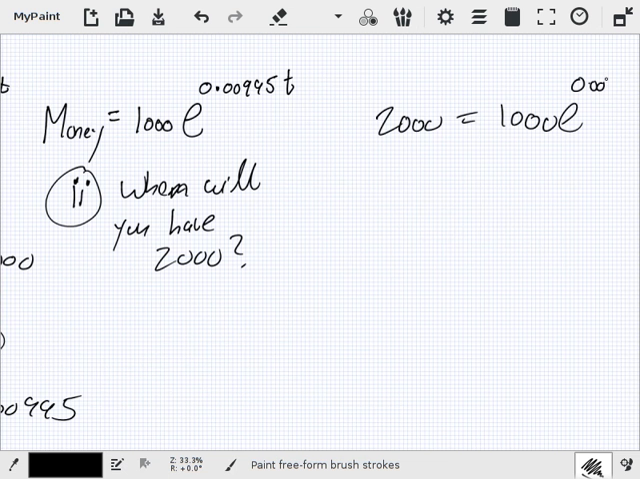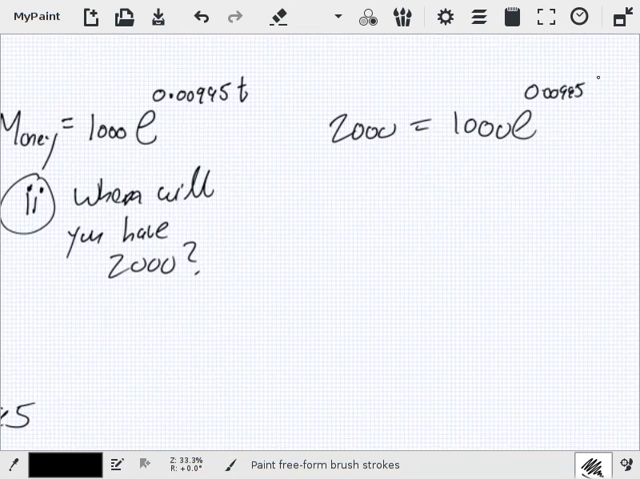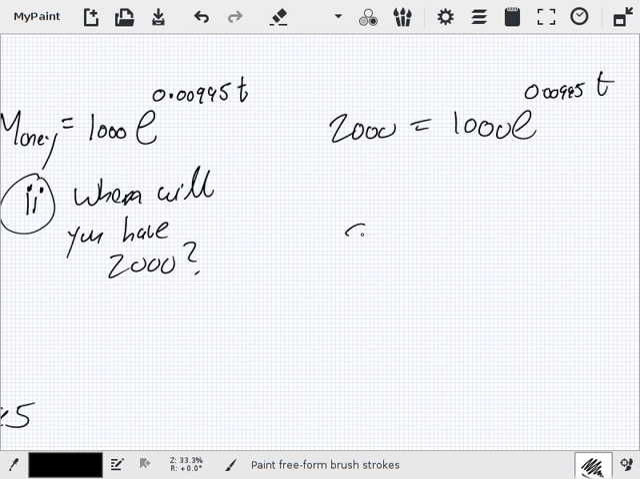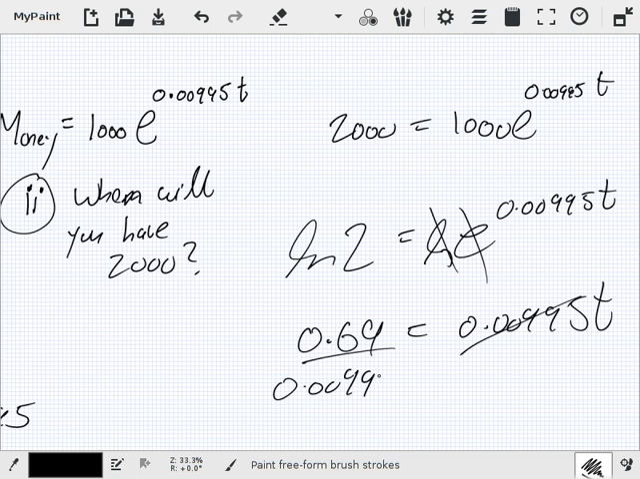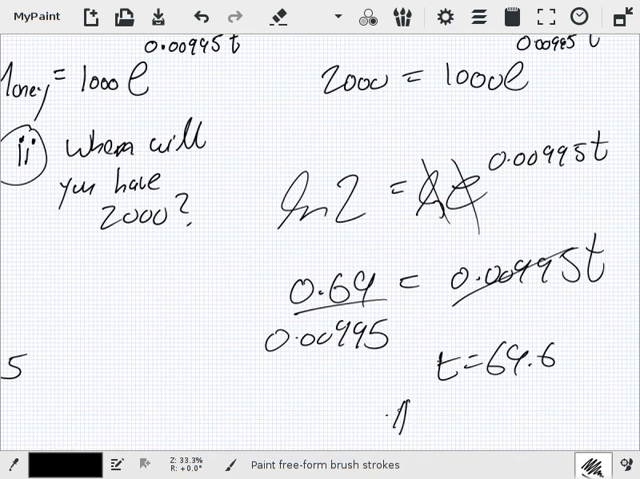What's the best way to solve this? What should I do first? Divide by 1,000, and then next, log. They cancel. So this I think is 0.69 equals 0.00995 t. I divide by that and I get t is 69 point something. But you have to round it up if I ask you how many years. So the number of years is 70 years.